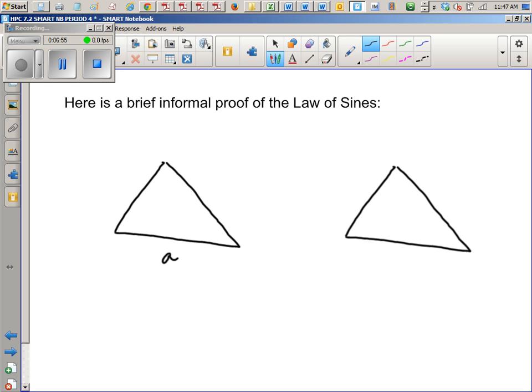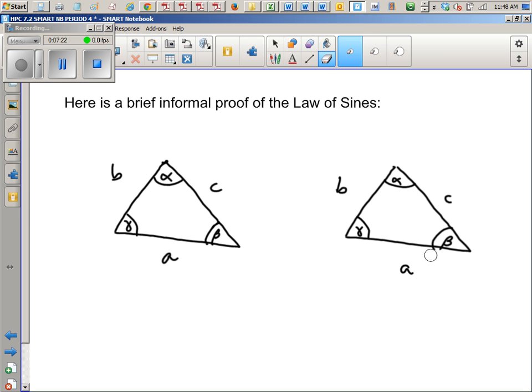this is going to be side A, B, and C, which gives us angles alpha at the top. Remember, you have to put the angle alpha across from side A. Beta would be this corner. And gamma is the corner across from angle C. All right, so let me label the other triangle too real quick. Okay, so there's our drawing.